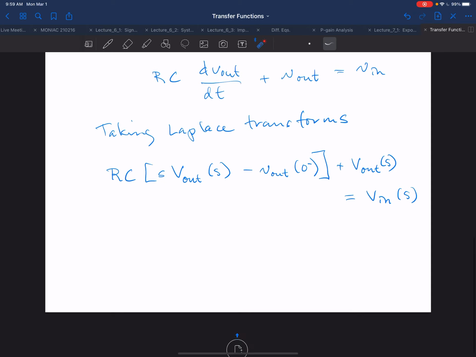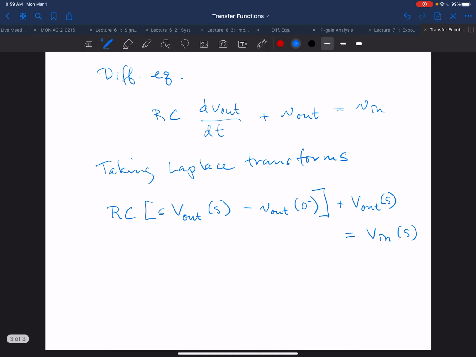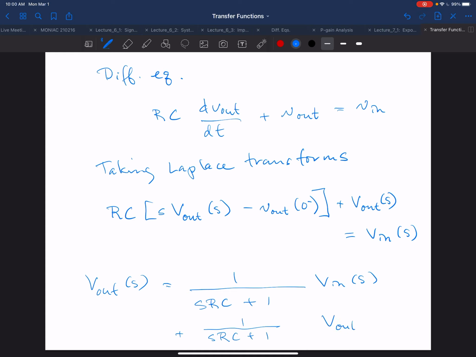To put it another way, what we could do is the following. Let's just solve for V out now. So V out of s is going to be 1 over sRC plus 1 times V in of s plus 1 over sRC plus 1 times, sorry, the initial condition V out of 0 minus.